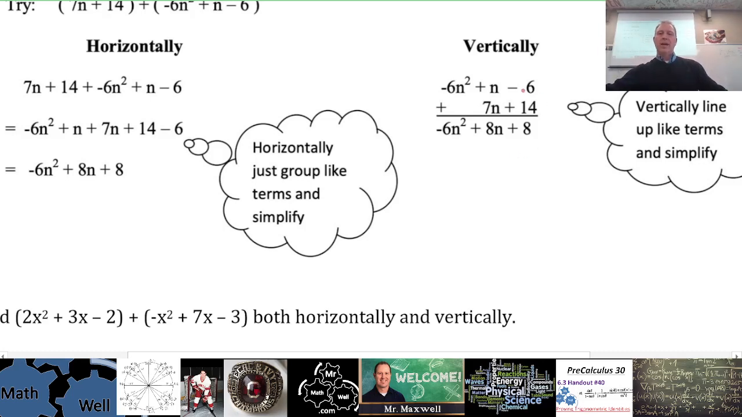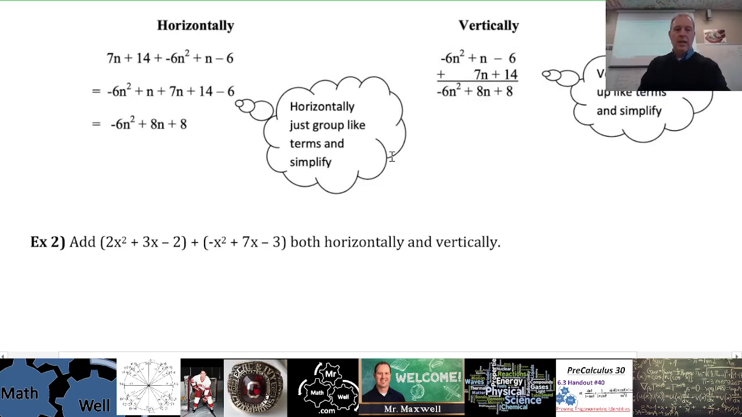All right, so -6 plus 14, that's going to get us all the way to 0, and then 8 more on the other side of the 0, so that's plus 8. And 1n plus 7n is going to give us 8n. See how I'm doing that vertically? That's just another way to show your work.